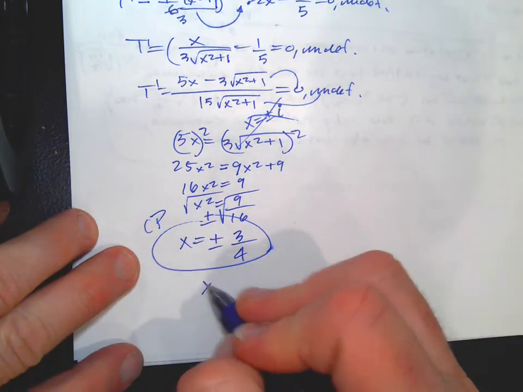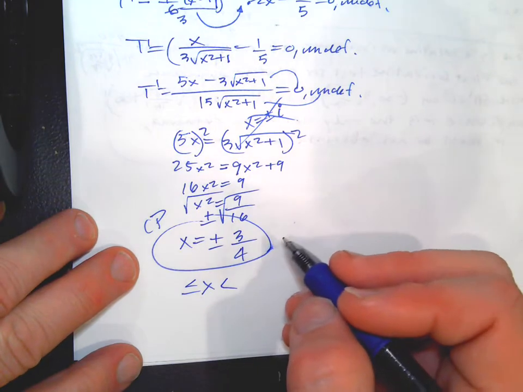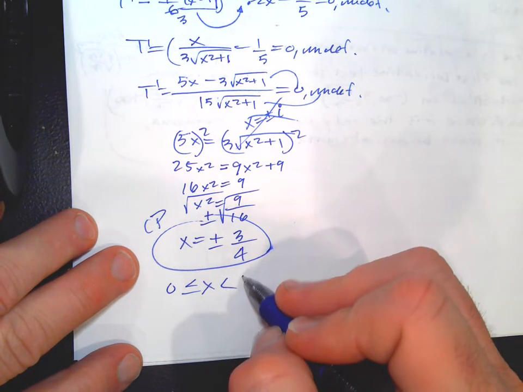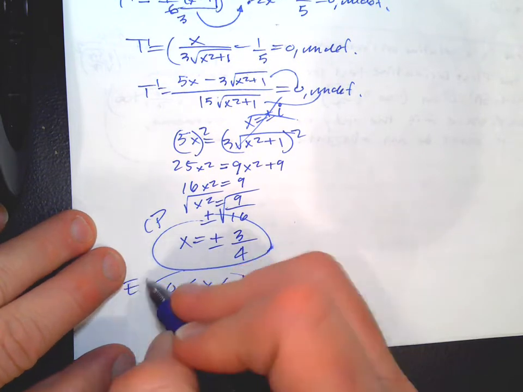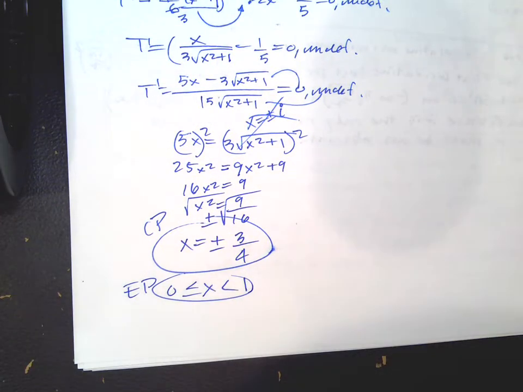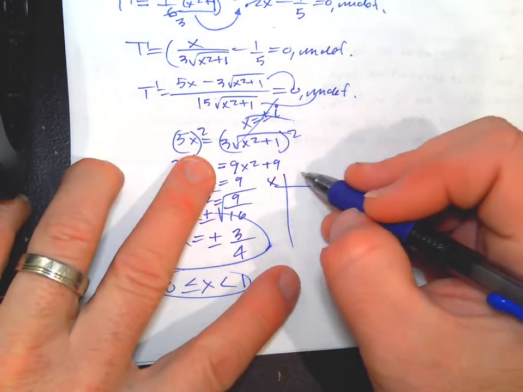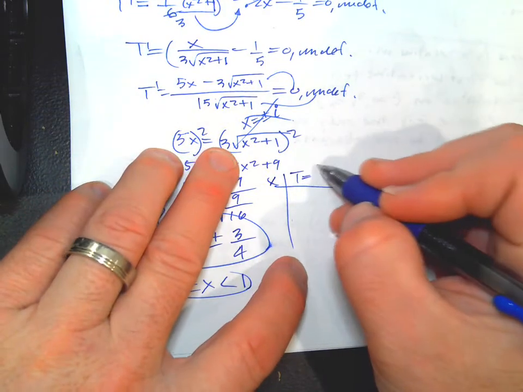For endpoints, what's the smallest x could be? It would be 0, and the biggest would be 1. So these are your endpoints. So we're going to make a table and plug it into the time equation.